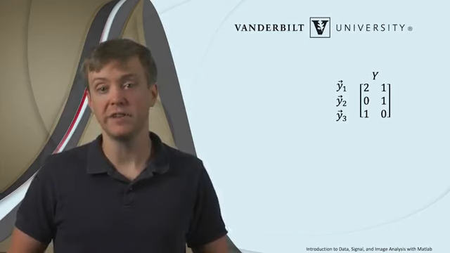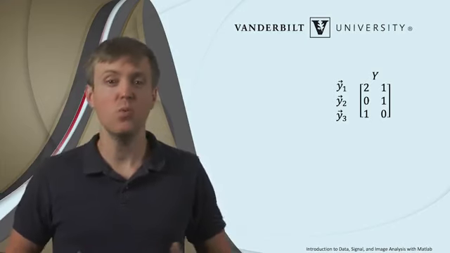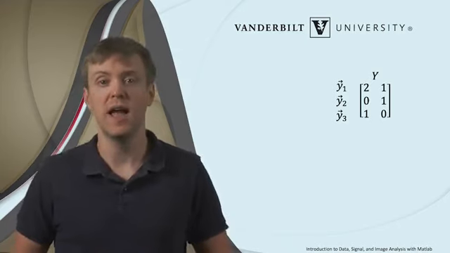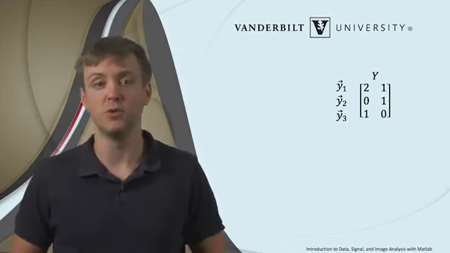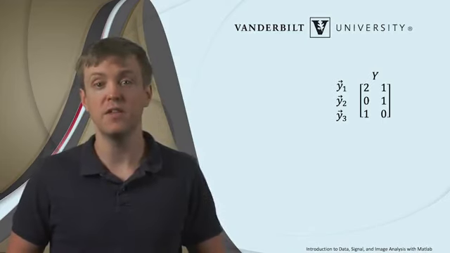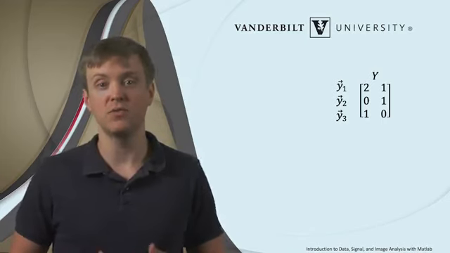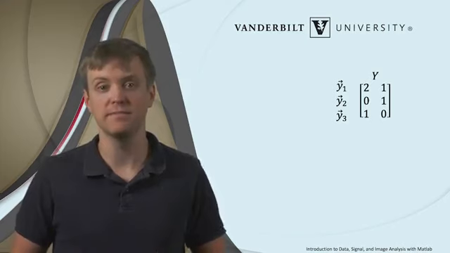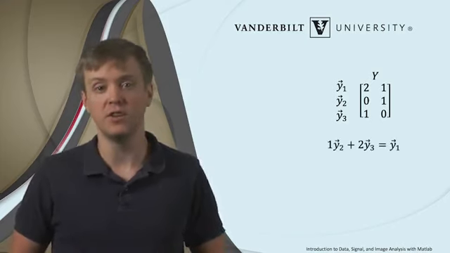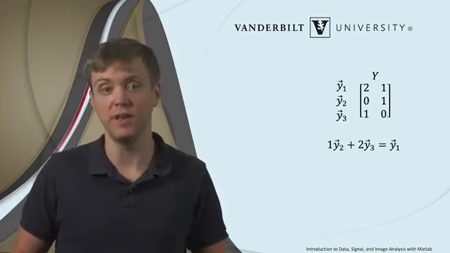What do we mean by a linear combination? What we mean is we can take some scalar multiple of row 2, add it to another scalar multiple of row 3, and add that to some scalar multiples of all the other remaining rows in Y, and the result is equal to y1. In this example, 1 times y2 plus 2 times y3 equals y1.